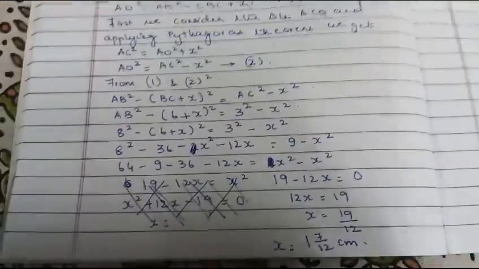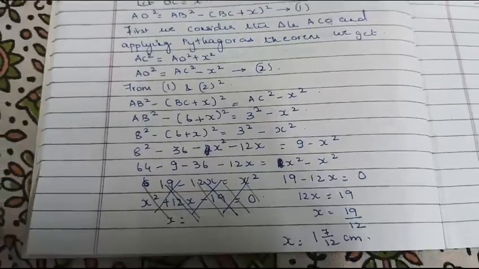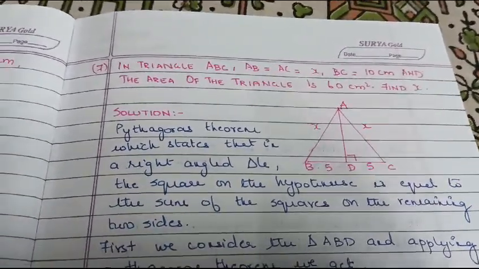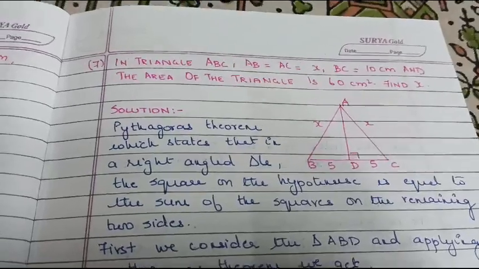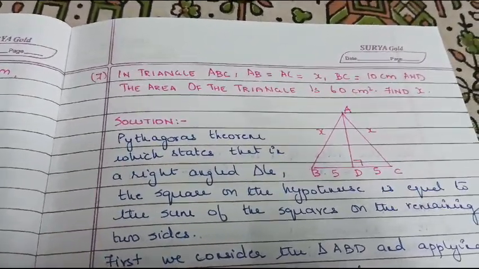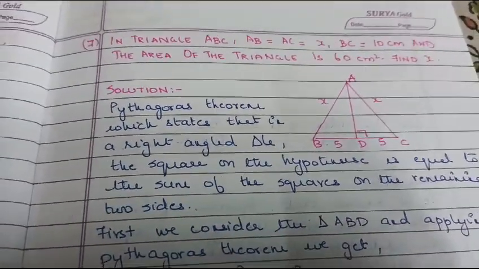It's pretty easy, the calculation. Hope this is clear. Let's move on to the next sum. In triangle ABC, AB is equal to AC is equal to x, BC is equal to 10 centimeters, and the area of the triangle is 60 centimeters square. Find x. Solution. This is the figure.